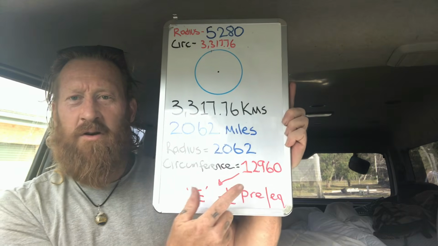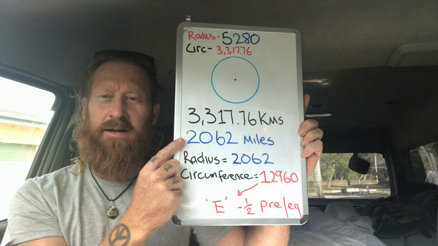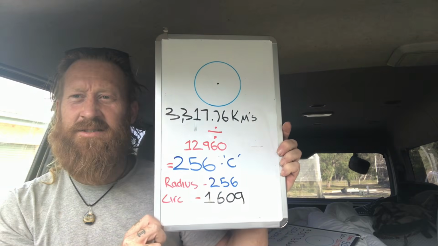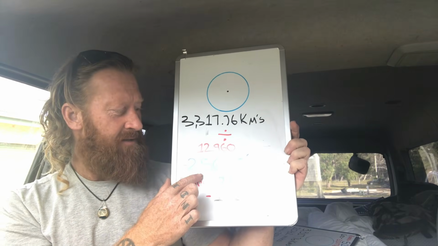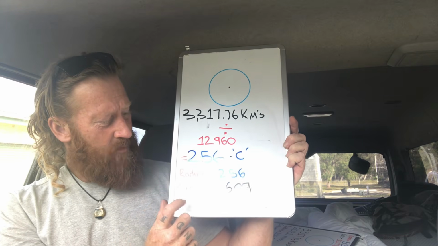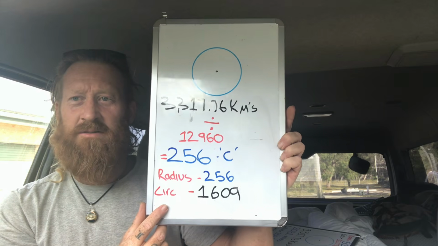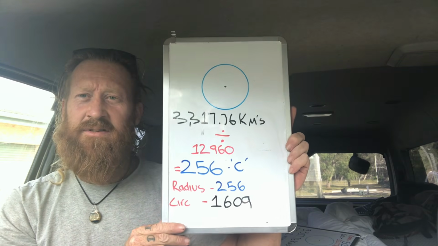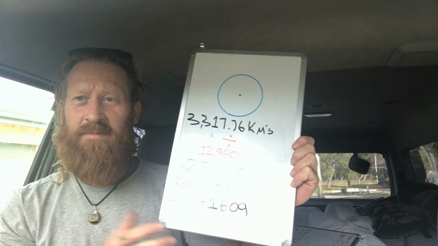So I took this 12960 that we got from the radius here of the kilometres, King's Chamber to the equator, and we took that and we divided it into the kilometres, and we get 256, which is C, which is what we were saying again in that last video. When we take a radius of 256, we get a circumference of 1609. So this is the kilometres, miles, metric, music and a circle, all working together to connect and link all these missing links that we've been missing for all these years.